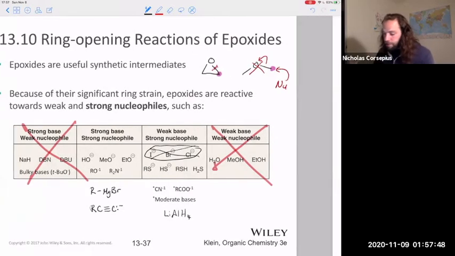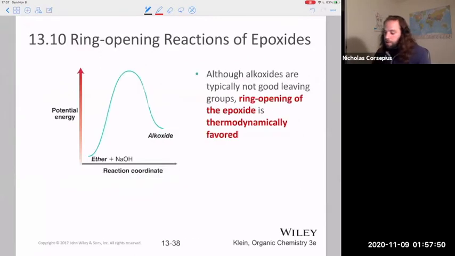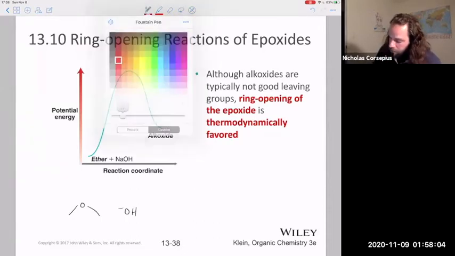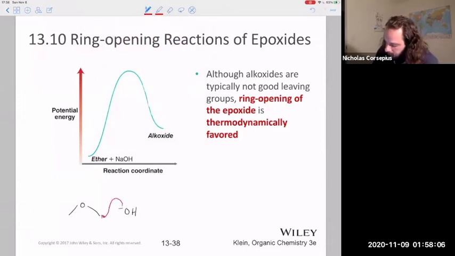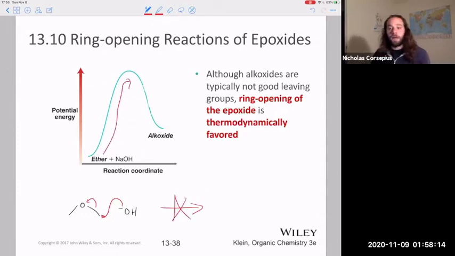Okay, and then we can illustrate this same thing using these reaction coordinate diagrams, these potential energy diagrams here. If I had an ether and I tried to react it with NaOH, specifically that hydroxide ion, trying to attack this carbon and kick off this leaving group, that doesn't really proceed forward because it has this huge energy barrier that it has to climb.